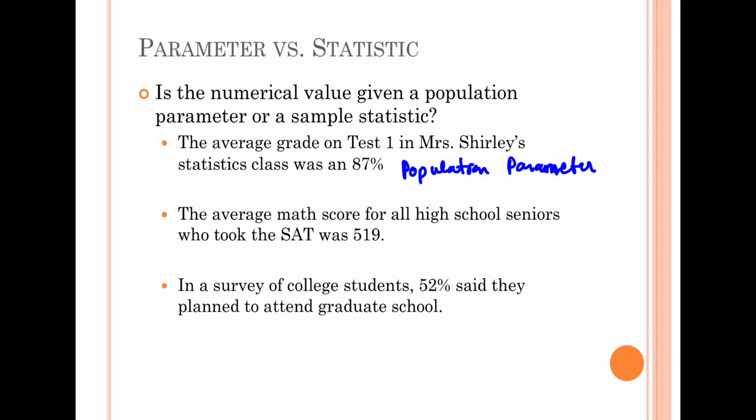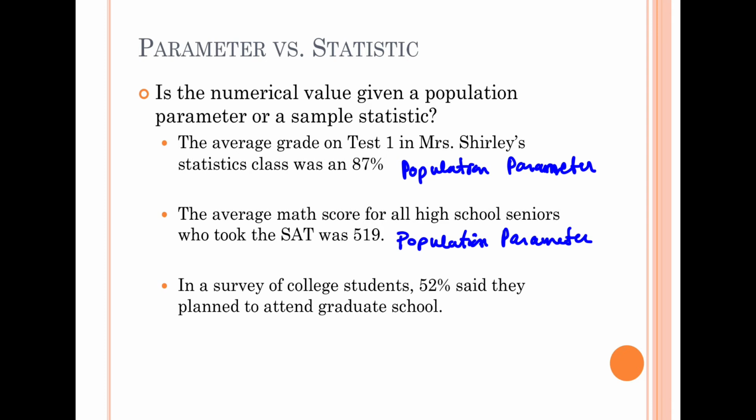The second, the average math score for all high school seniors who took the SAT was 519. So is this a population parameter or a sample statistic? It looks like this would be a population parameter again. It's possible for the SAT board to actually know what the average score was for high schoolers. And in fact, that's what it says here, that all high school seniors were included in this number that they calculated. So to the best of our knowledge, this sounds like a population parameter.